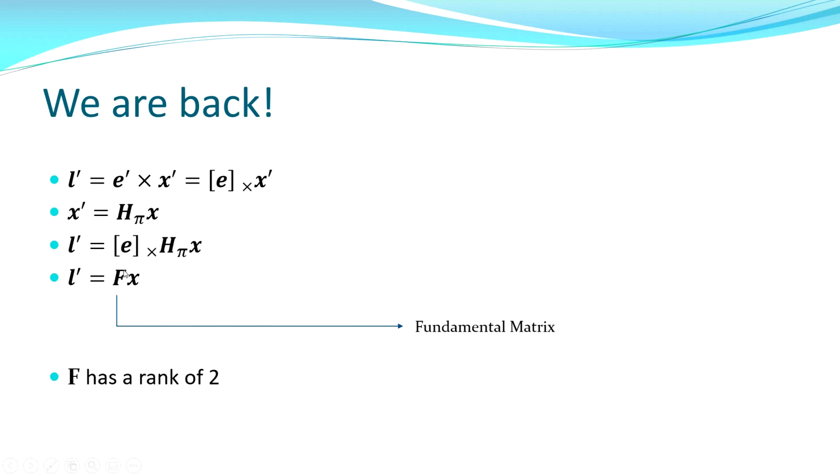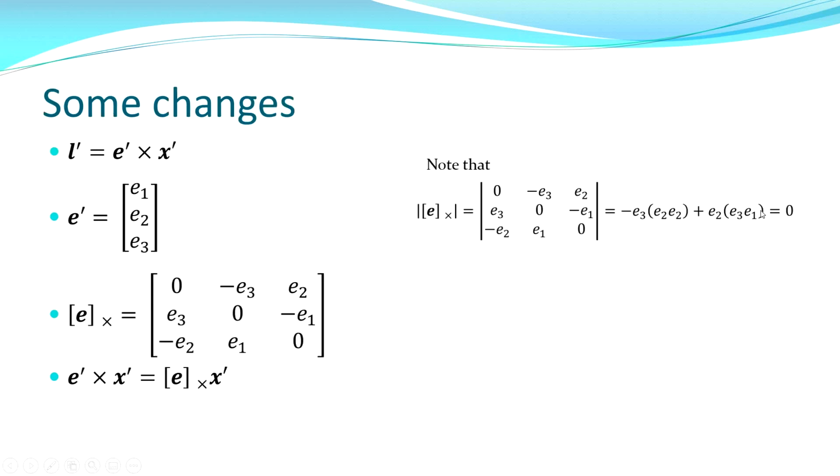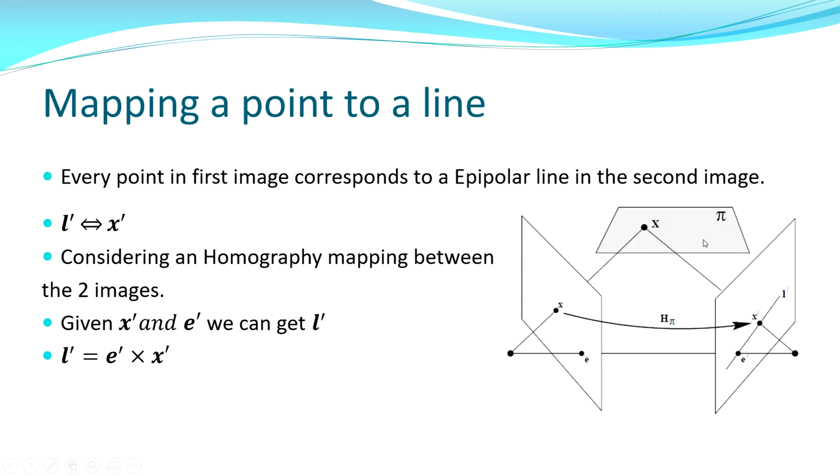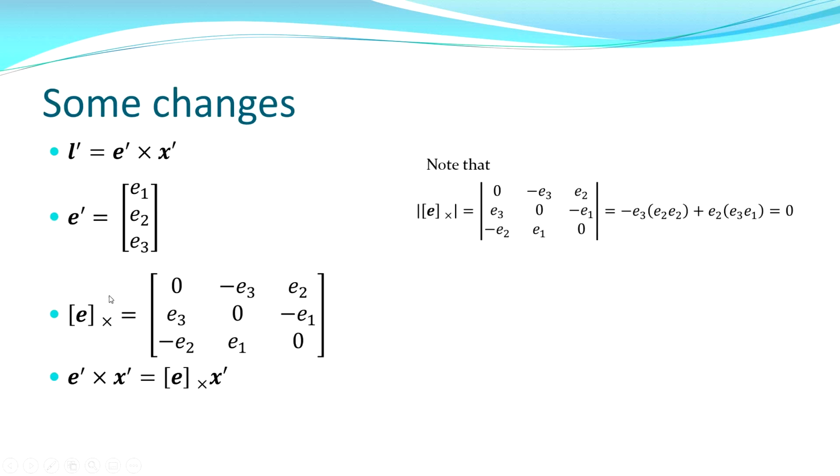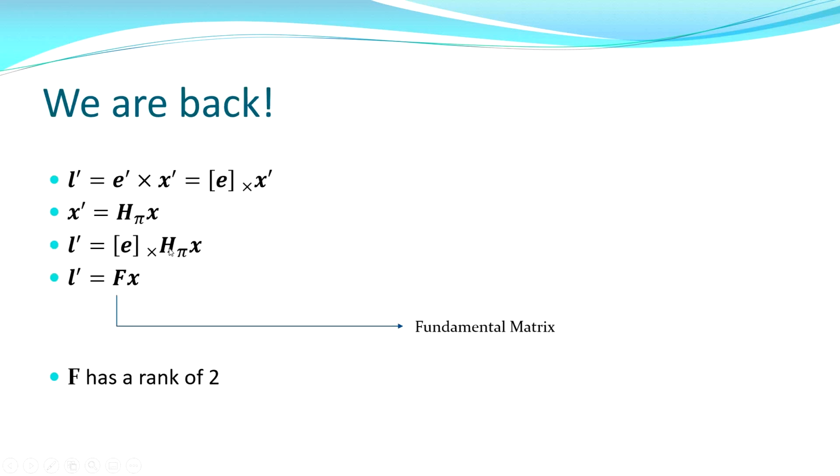So hence F has a rank of 2. That is very important to note over here. Also, we don't know this h pi. This h pi was actually only for explanation purpose, so that I can get a map between x and x dash. But actually we don't know h pi. So it's okay even if we don't know h pi, we can still find out the fundamental matrix. We'll see how in the next video. But for now, it is okay if we don't know the h pi.